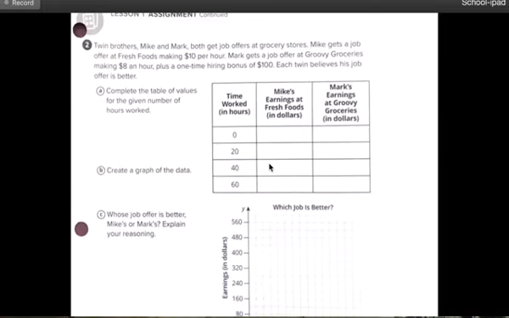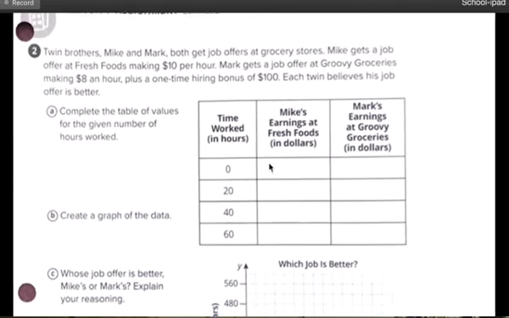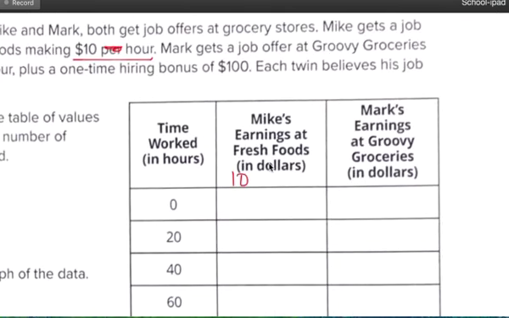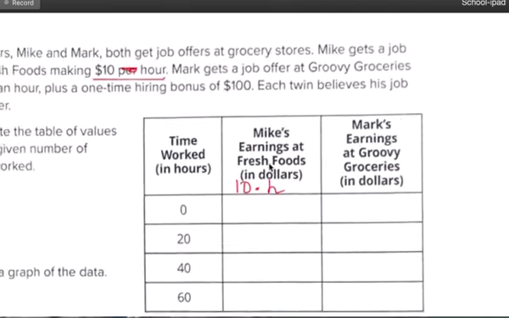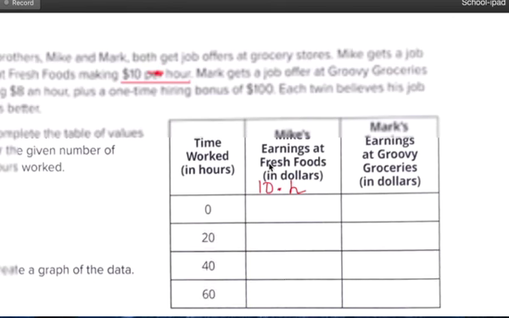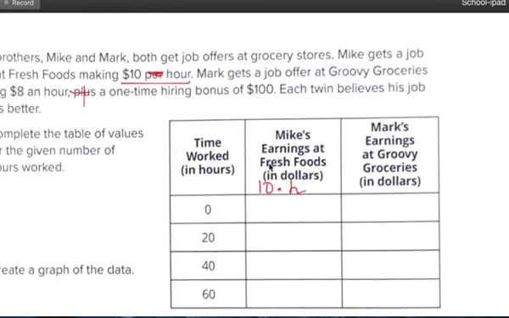Okay. Next one here. Two brothers, Mike and Mark, both got job offers at a grocery store. Mike gets a job offer at Fresh Food making $10 per hour. Okay, so here's Mike right here working at Fresh Food. So he is making $10 an hour. Mark gets a job offer at Groovy Groceries, making $8 an hour plus a one-time hiring bonus of $100.